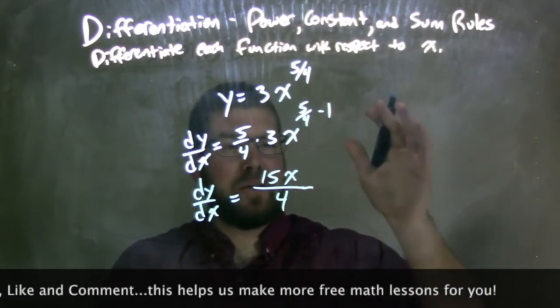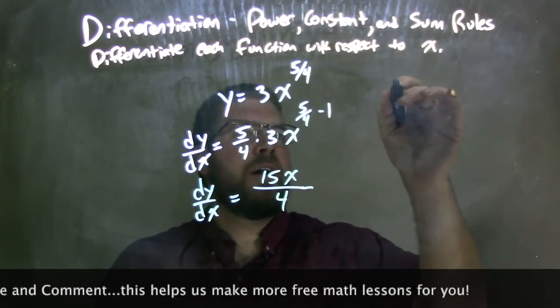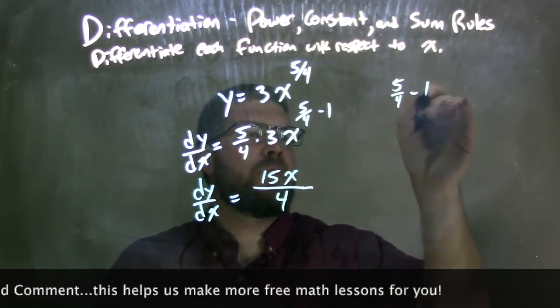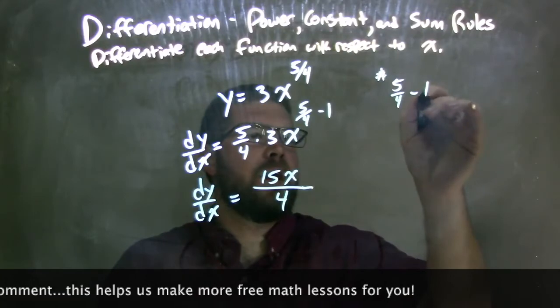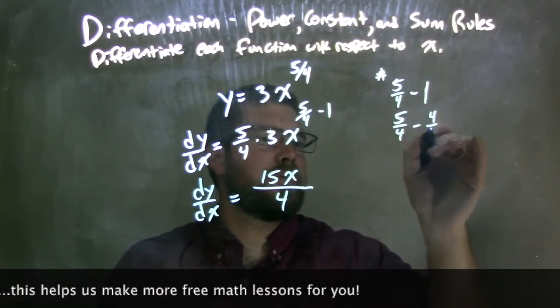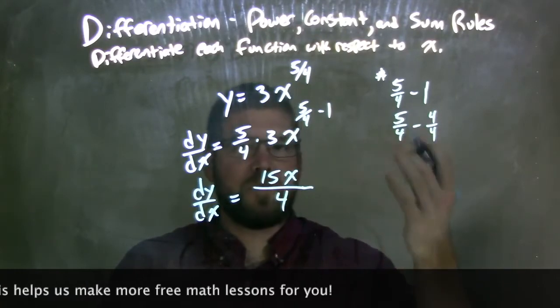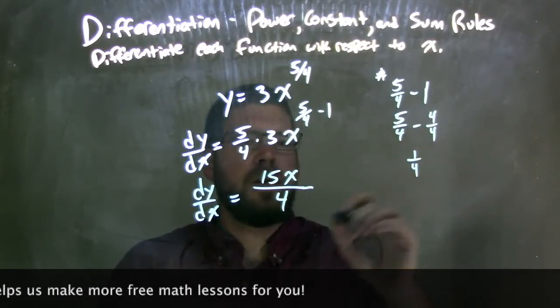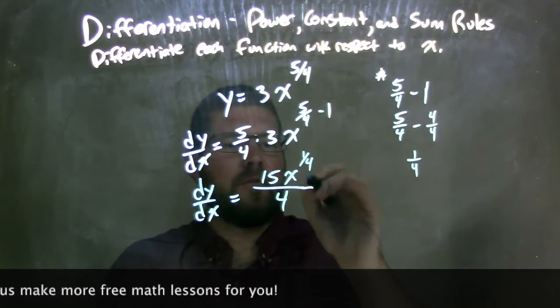Now, sometimes you can't do this in your head. You know, the 5/4 minus 1, little note here, sometimes I'll have to do that. 5/4 minus 1 is the same thing as 5/4 minus 4/4. 5/4 minus 4/4 equals a fraction, is just a 1/4. And so our exponent here is just a 1/4.